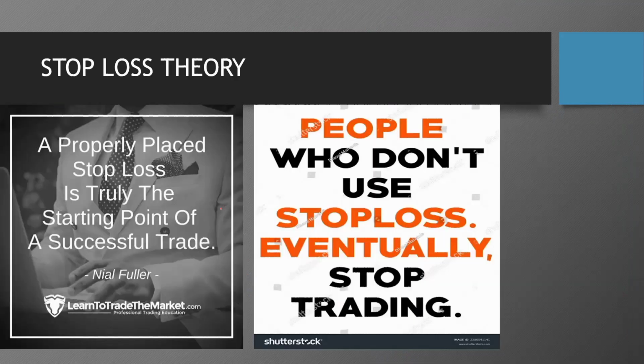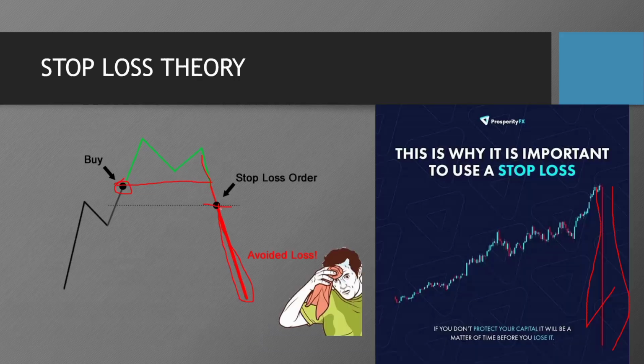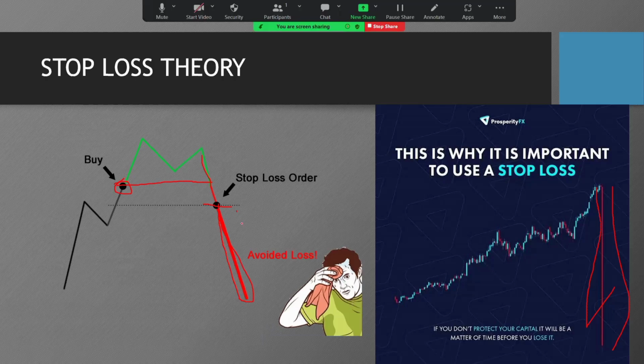Now, the stop loss theory. A properly placed stop loss is truly the starting point of a successful trade. For you to have a long successful career, you need to have what? A stop loss. You need to use stop loss every trade. Forget about making profit. Make sure you are what? Managing your loss potential, because you don't control the market. Make sure you're putting your stop loss in an area where you are confident: okay, if price gets to this area, this analysis is wrong. Do not hold trades like this so that you avoid losses like this.